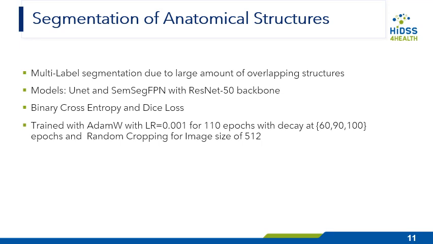We test the UNet and the SEM-seg FPN with a ResNet 50 backbone. We apply cross-entropy loss and a dice loss. We train with AdamW with a learning rate of 0.01 for 110 epochs with a decay factor of 0.1 and decay at 60, 90 and 100 epochs. As augmentation, we apply random cropping for the image size of 512, where we crop out a factor of 0.8 to 1.2. Also, we do not apply random flipping, as we have multiple classes that are position dependent.